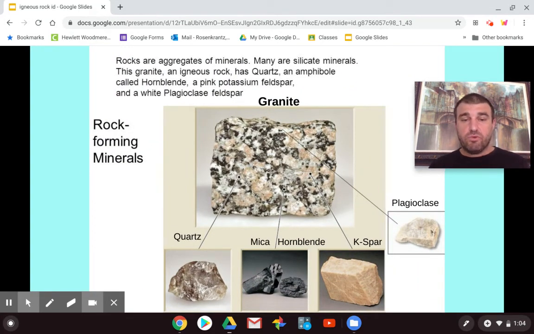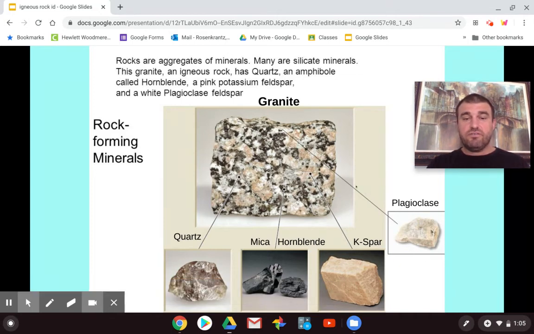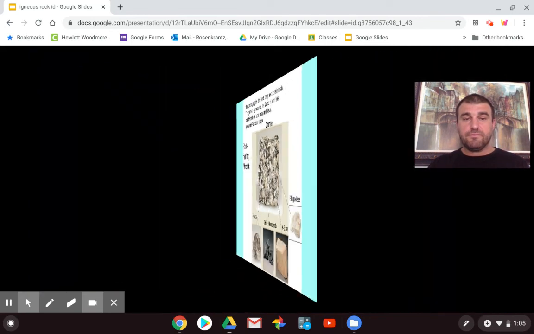And here is just more information. This is what I just did with the granite, except more of a close-up. So it's showing you the quartz. It's showing you the two black minerals. It's showing you the pink feldspar, also known as potassium feldspar or orthoclase, and then the white to gray feldspar known as plagioclase. So they're giving you a close-up of these minerals.